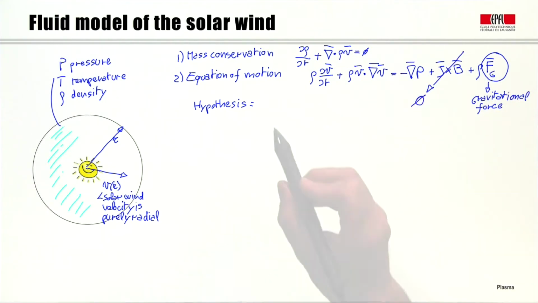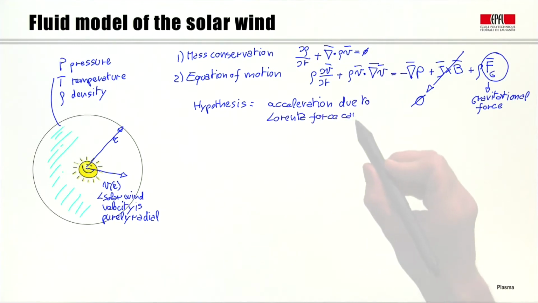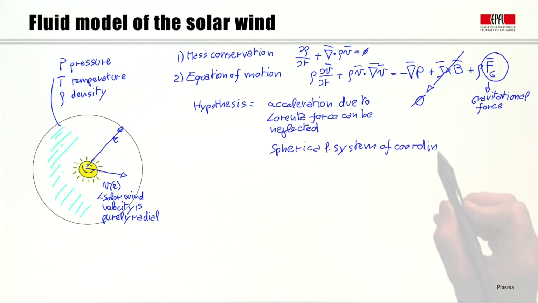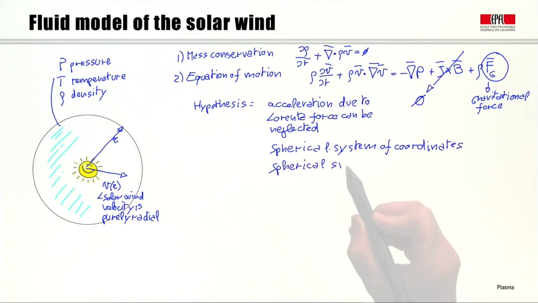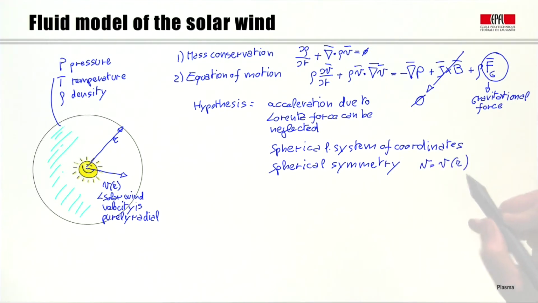Let's make the further hypothesis that the acceleration due to the Lorentz force can be neglected and therefore drop the J cross B term. As we said at the beginning, we are using a spherical system of coordinates, and we have also assumed spherical symmetry, such that every parameter is only a function of the radial distance from the Sun, for example, the velocity of the solar wind.